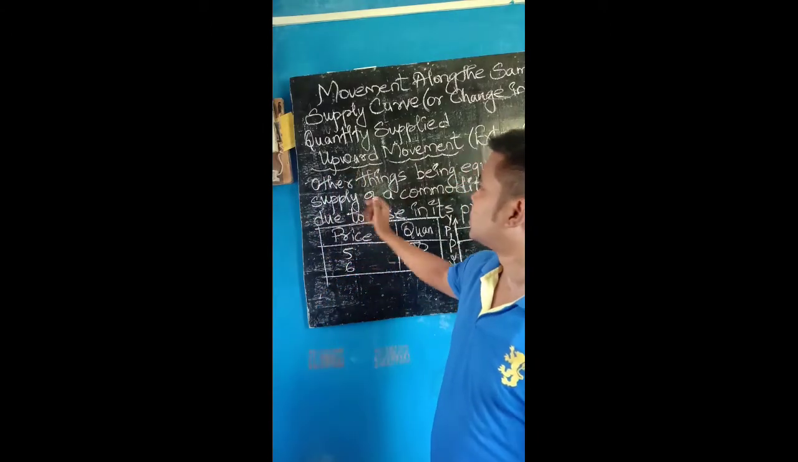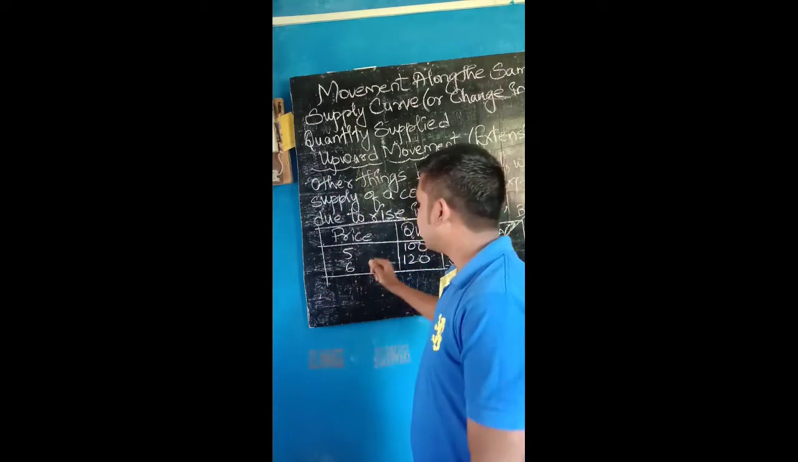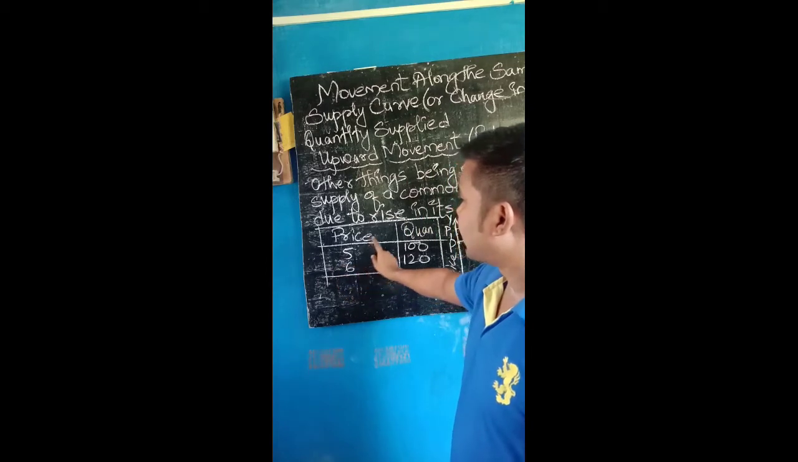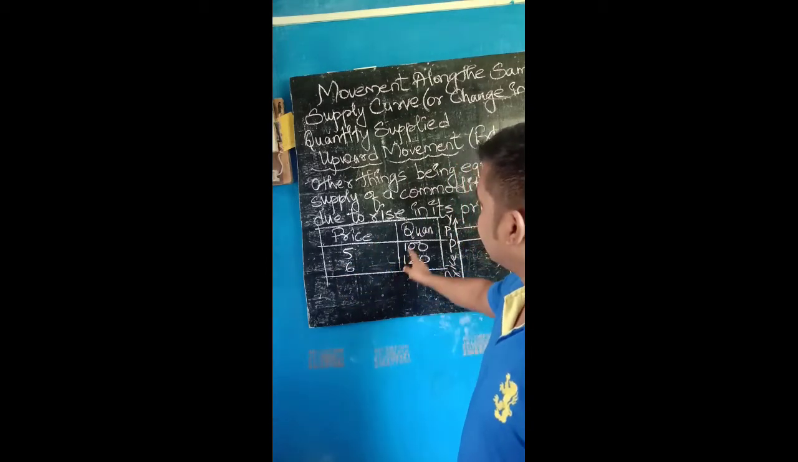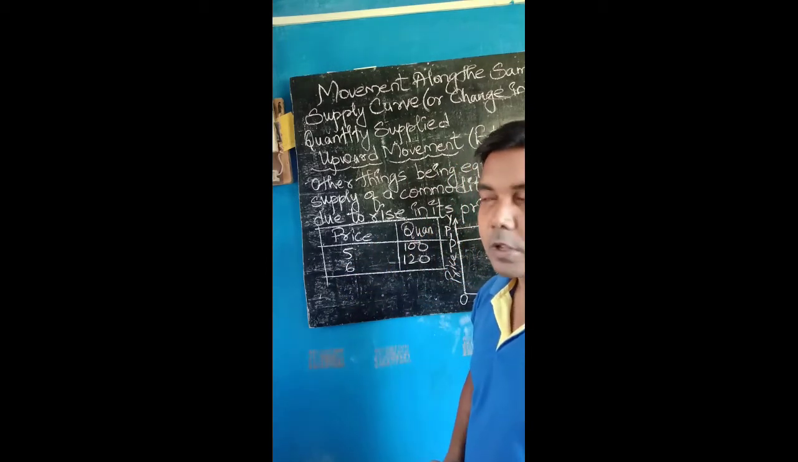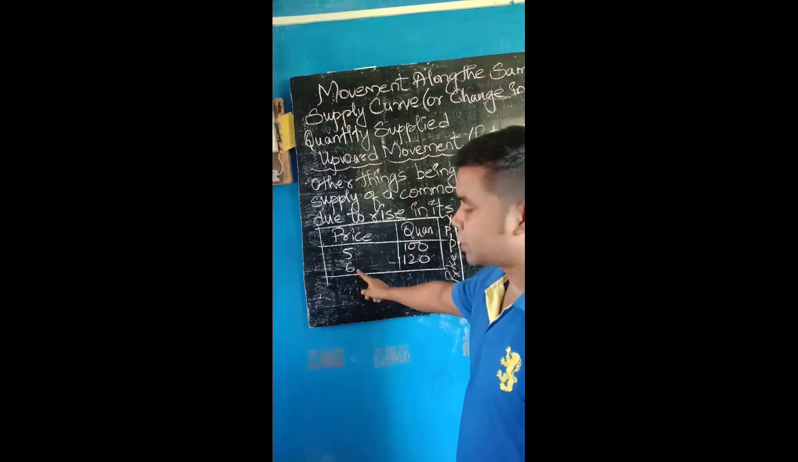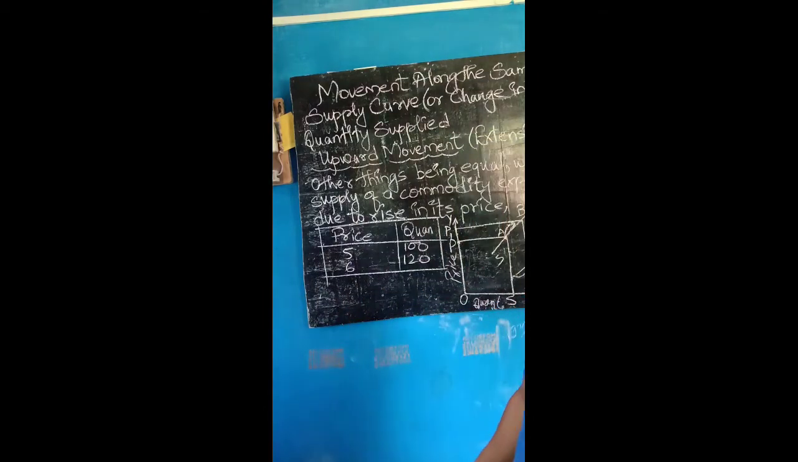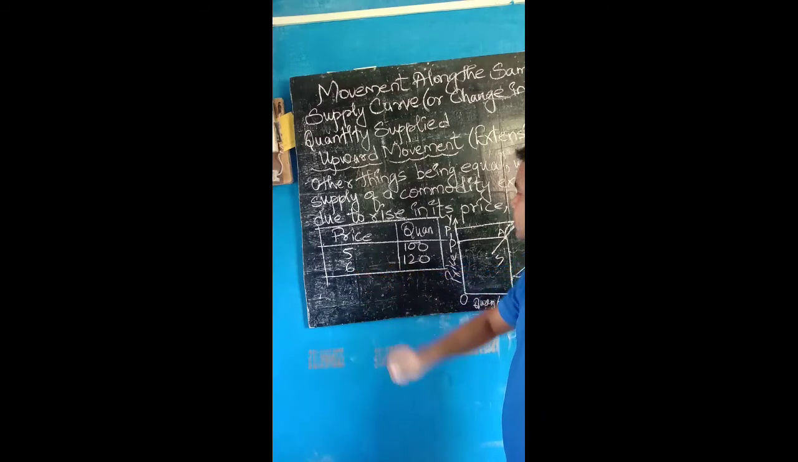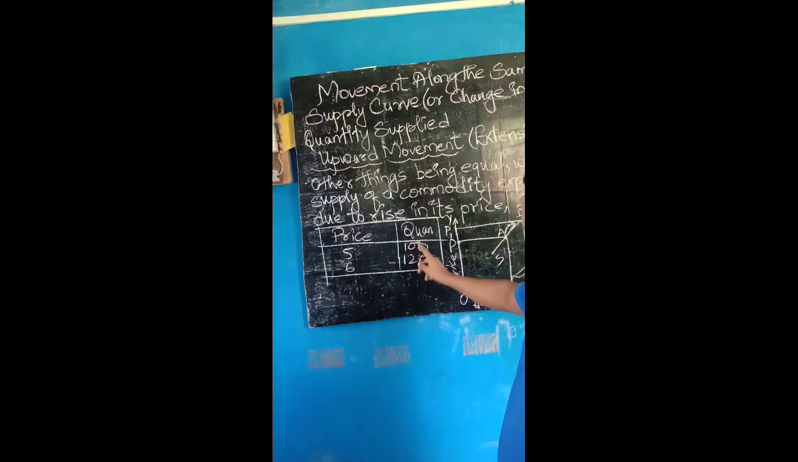So see here, when the price is rupees 5, the quantity supplied is 100. When the price increases from 5 to 6 rupees, the quantity supplied for the commodity also increases from 100 to 120. So now you can see the curve which is drawn for you.